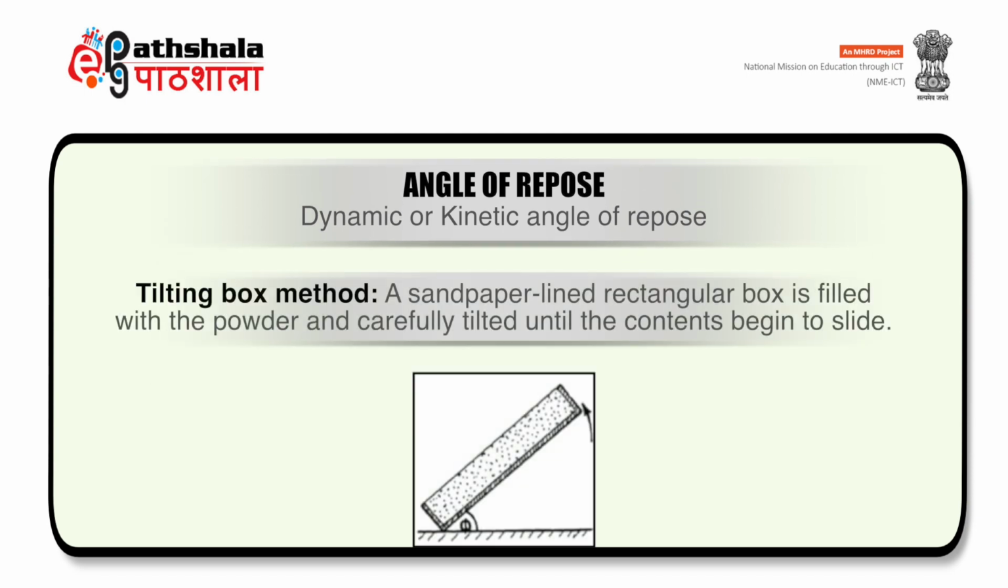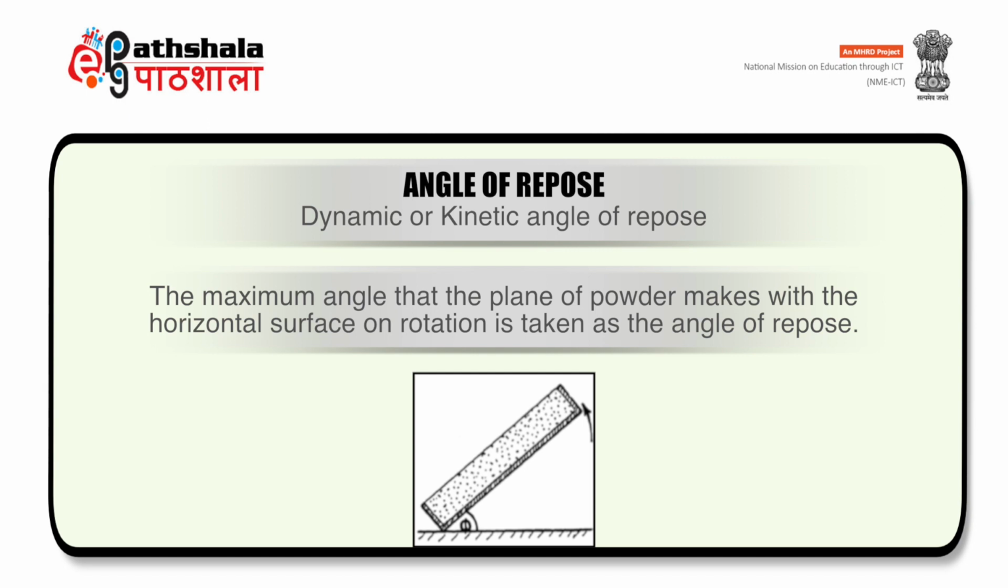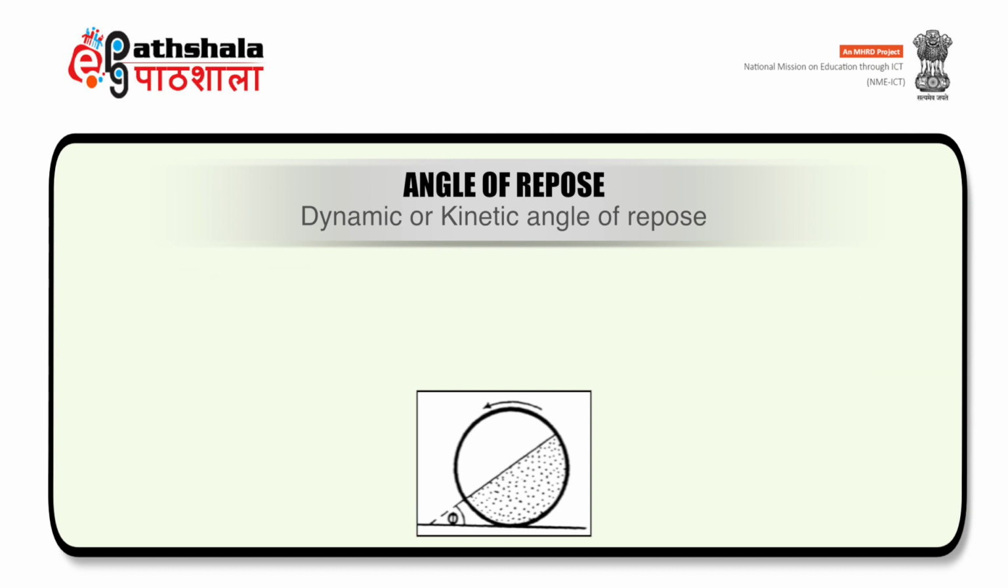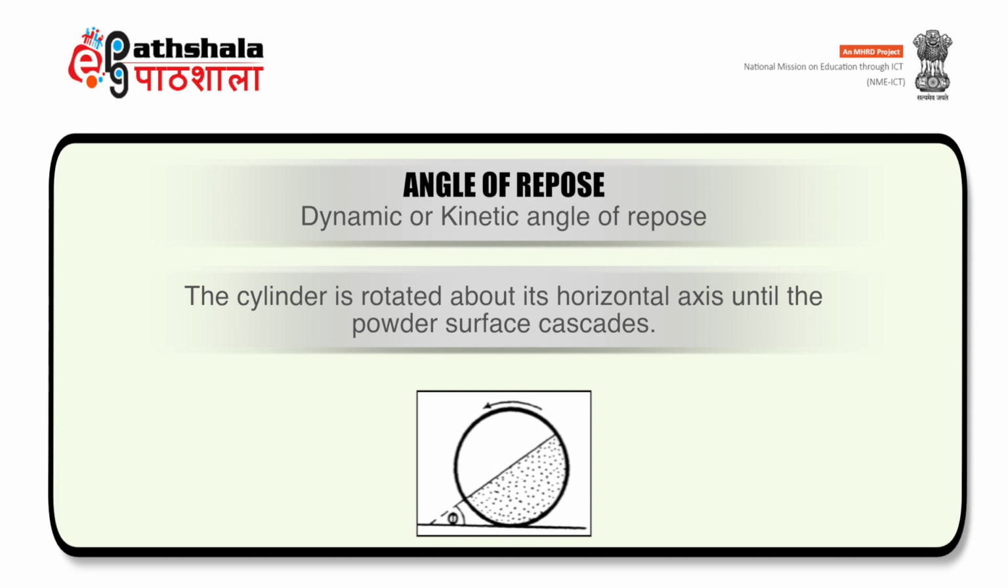The first method under this category is the tilting box method. In this method, a sandpaper lined rectangular box is filled with the powder and carefully tilted until the contents begin to slide. The maximum angle that the plane of powder makes with the horizontal surface on rotation is taken as the angle of repose. The second method is the rotating cylinder method. A typical dynamic test involves a hollow cylinder half filled with the test powder with one end sealed by a transparent plate. The cylinder is rotated about its horizontal axis until the powder surface cascades.